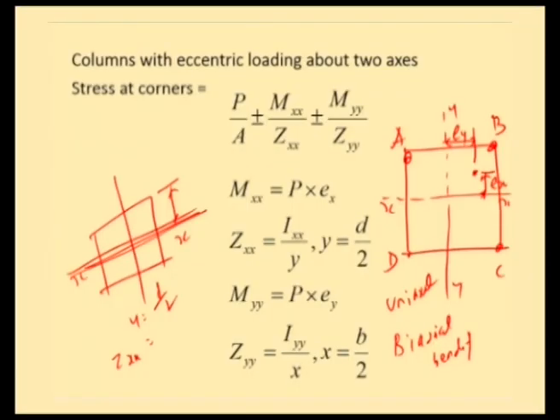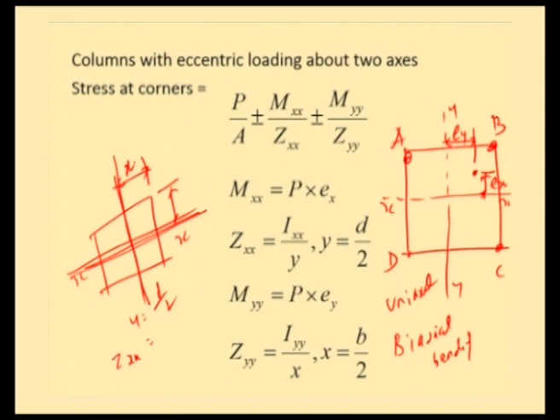And bending moment about Y axis will be load multiplied by EY, the eccentricity with respect to Y axis, which will cause bending moment MYY. Then ZYY equals IYY divided by X. Here X is again the extreme fiber distance, that is, at what distance your YY axis is located with respect to the extreme fiber. IYY divided by X will give you the ZYY value. In this case, X will be equal to B by 2, where the overall width is B. So, width divided by 2 will be the X distance, and hence we can compute ZYY.